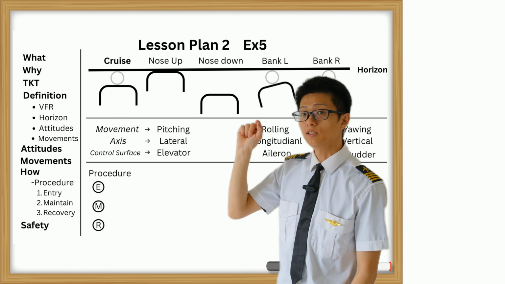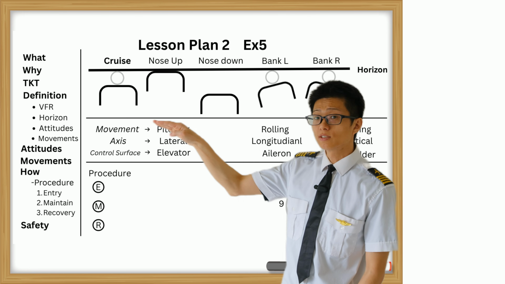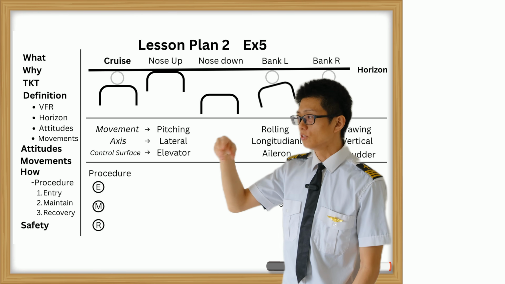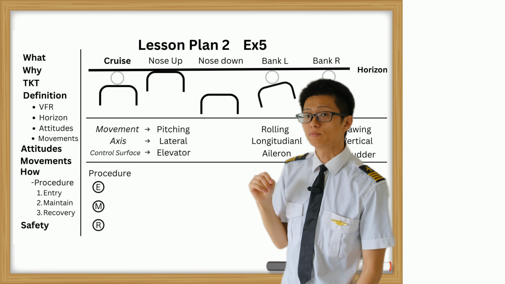And also you see the nose part, which is called cowling. When you see the horizon outside and also the cowling, you see the gap, okay, between the horizon and also the cowling.